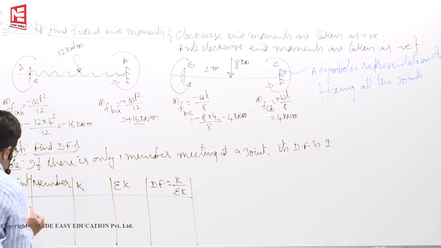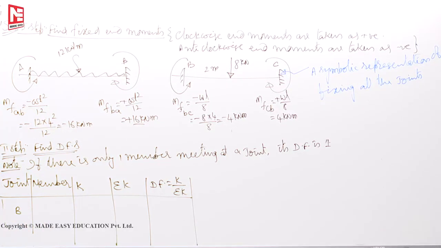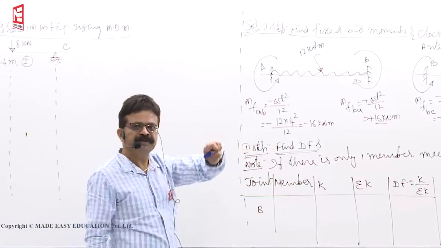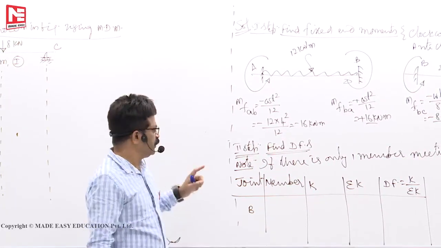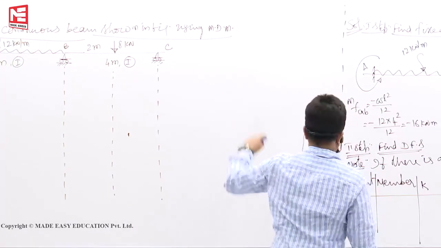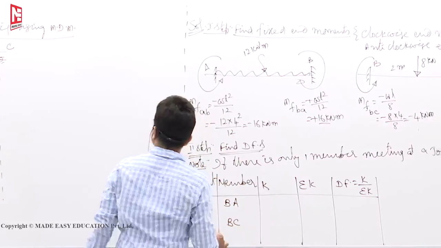Now you have to consider only joint B, because at A there is only one member AB, so the distribution factor is 1. At C also there is only one member, since you lock it, and when you apply moment only one member has to take it. So the distribution factor at C is also 1. But at joint B, two members are meeting, BA and BC.